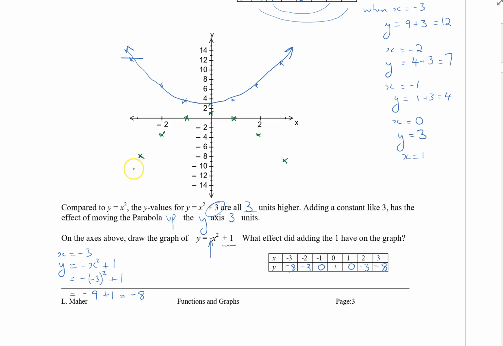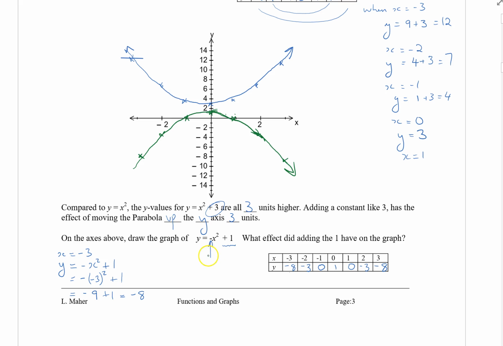And I'll attempt to draw that. Oh, that's not very accurate. It's a bit better. It's not great. I'm sure you're getting the idea.